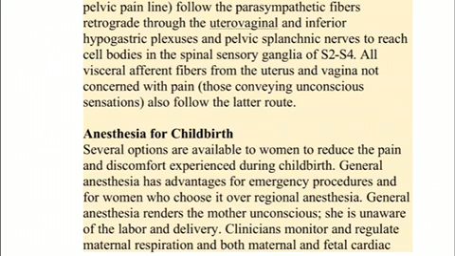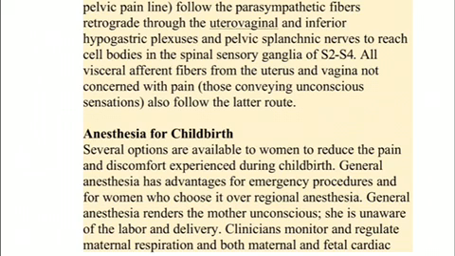That is all the visceral efferent fibers from the uterus and vagina that are not concerned with pain. So that's like the ones conveying unconscious sensations. They follow the parasympathetic fibers in a retrograde manner through the uterovaginal and inferior hypogastric plexuses and pelvic plexus splanchnic nerves to reach the cell bodies in the spinal sensory ganglia of S2 to S4.